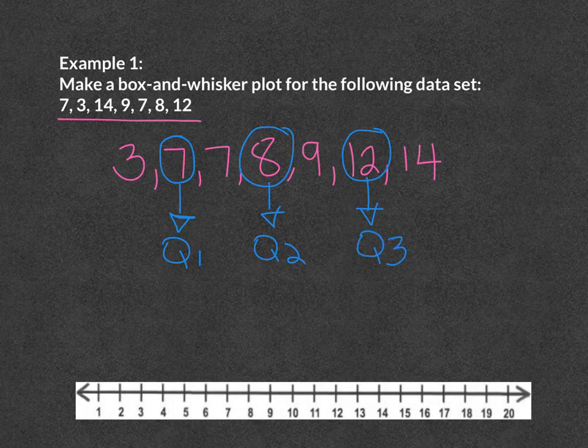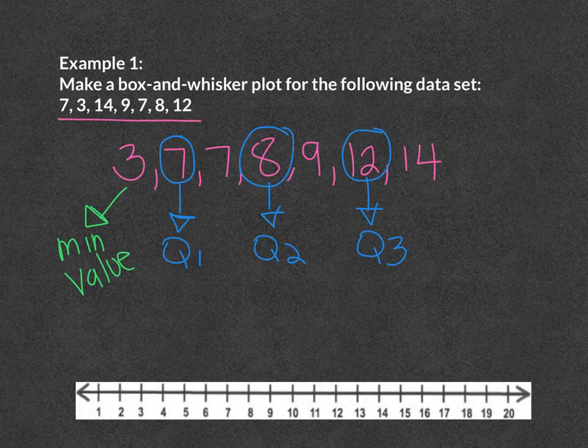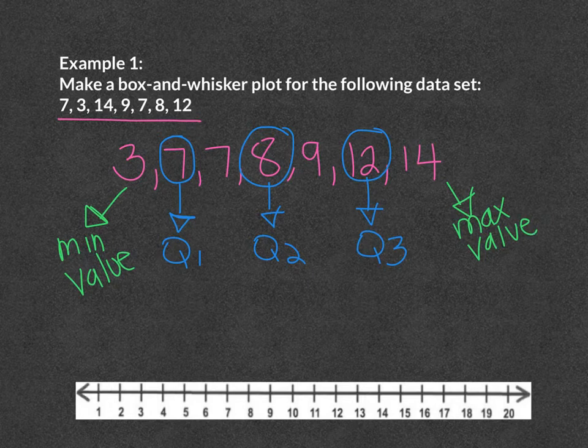Now the 3 is my minimum value. And the 14 is my maximum value. Now I'm going to go to my number line and I'm going to draw vertical lines at 7, 8, and at 12 for my quartiles.